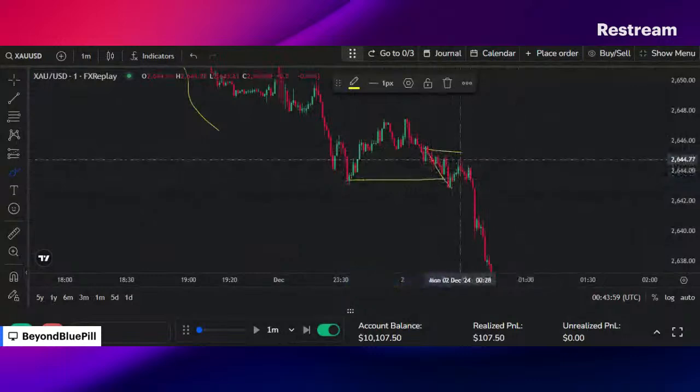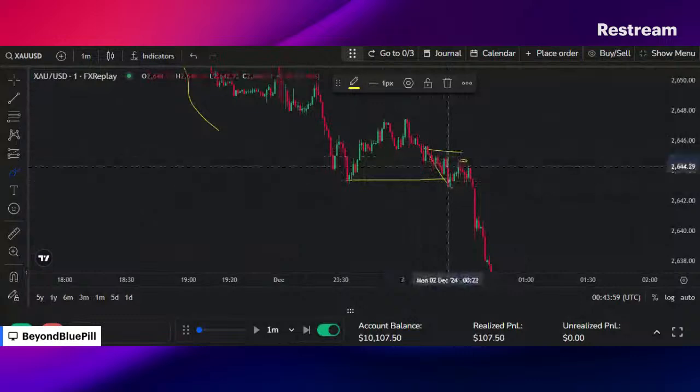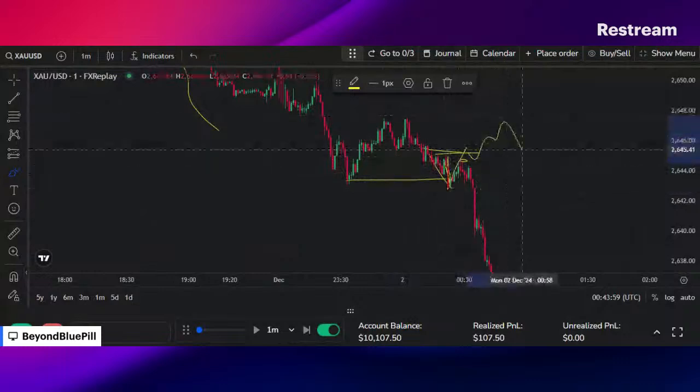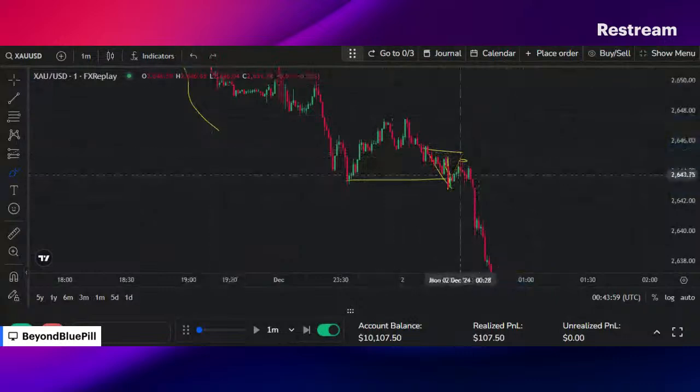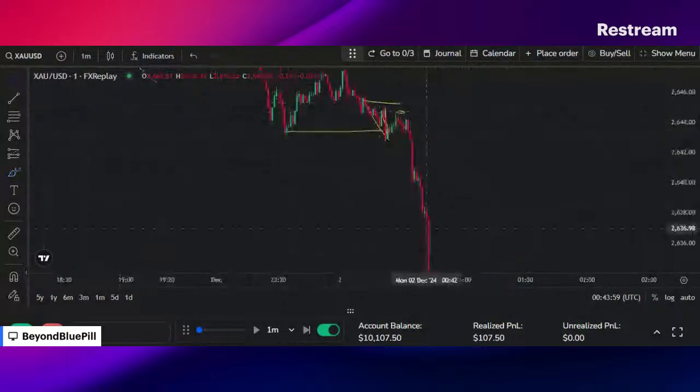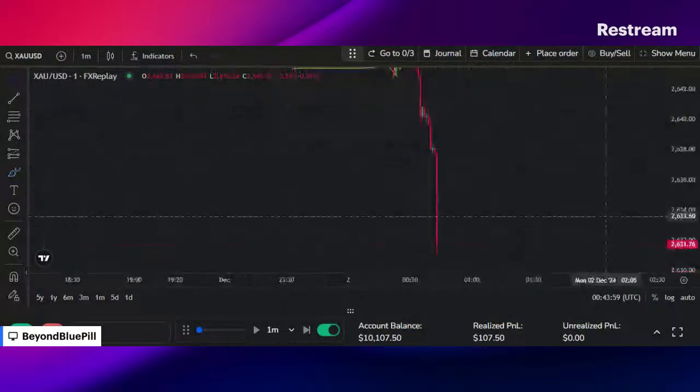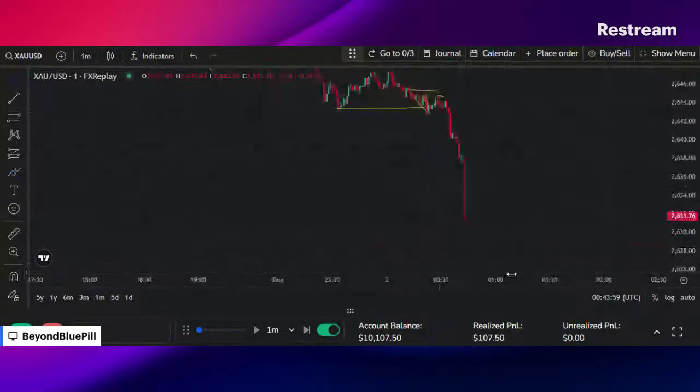Then this could have been an entry too, but I wasn't liking this move down. This climactic move down is most likely to get run. Then price would build somewhere and then drop. So I wasn't confident there. But look at that. Look at that. Straight move down.